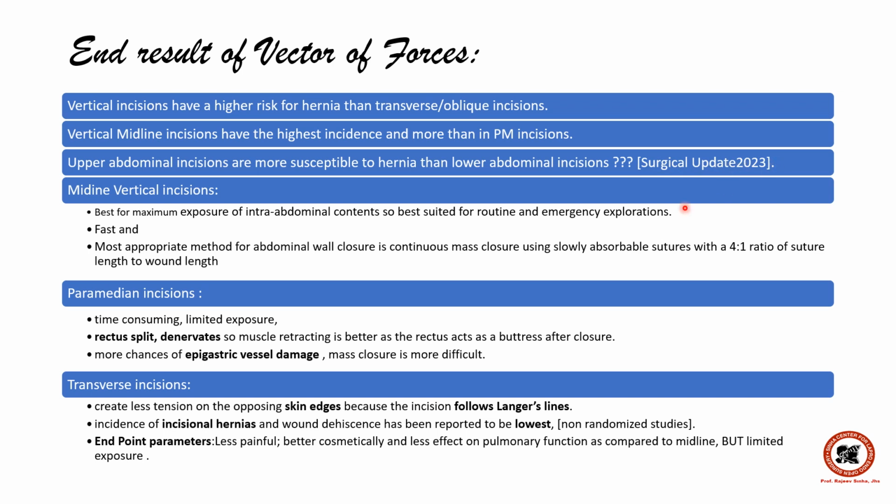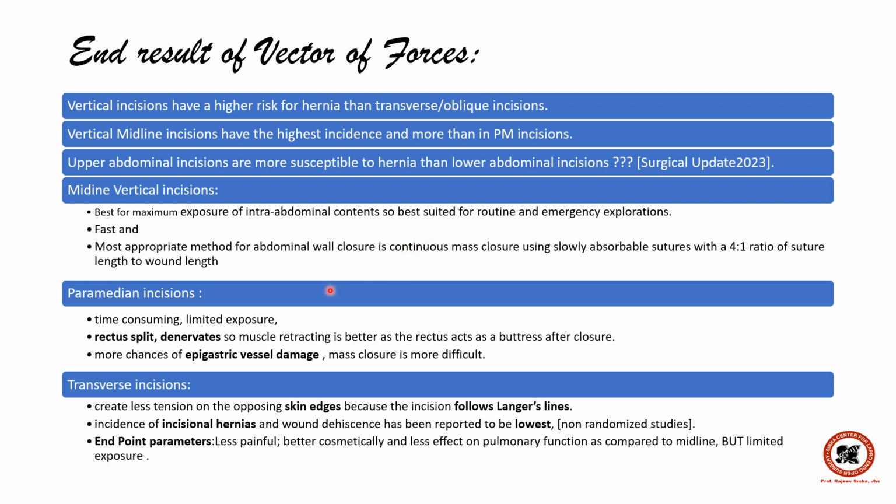Surgical update 2023. Midline vertical incisions do give a maximum amount of exposure. That's why one of the best incisions for emergency laparotomies is fast, and the most appropriate method to prevent hernia formation in the postoperative period is to close the abdomen with a slowly absorbable suture in the ratio of 4:1, based on the length of the suture and the length of the wound, and they should be small bites of 5 to 8 millimeters.